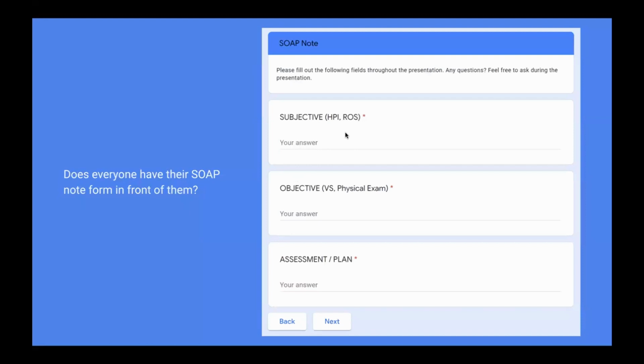This is what the SOAP note looks like. I like to do a quick overview for those of you who don't know what a SOAP note is, because I didn't when I came into medical school. So we start with the subjective, which is the history of present illness, or the HPI, and the review of systems. So quickly, can someone define for me what subjective means and how that's different from objective?